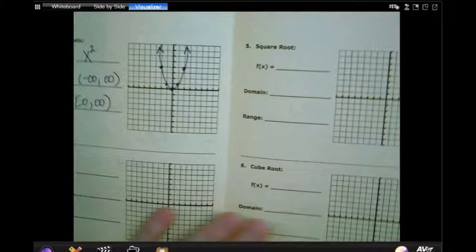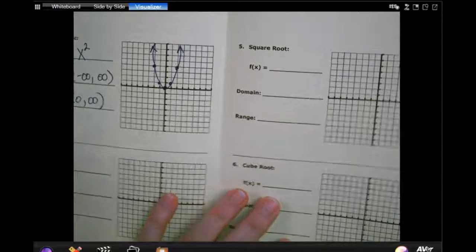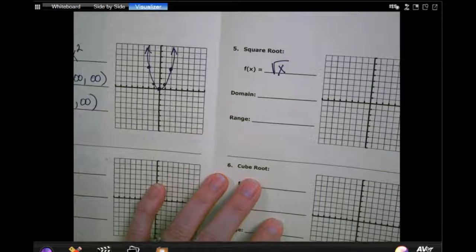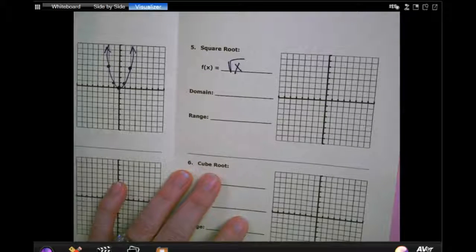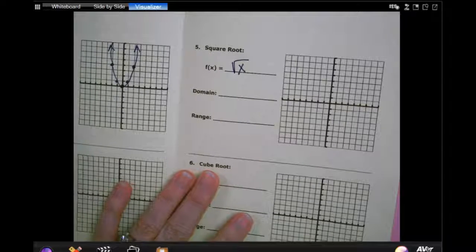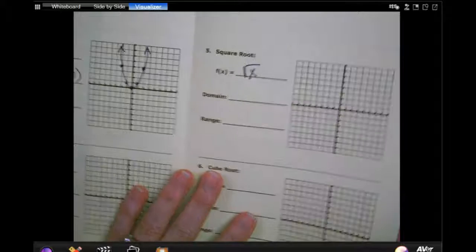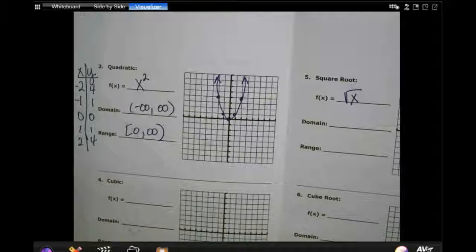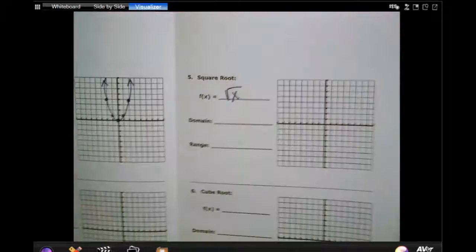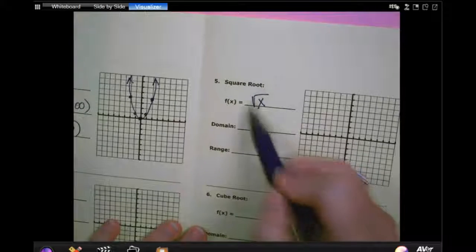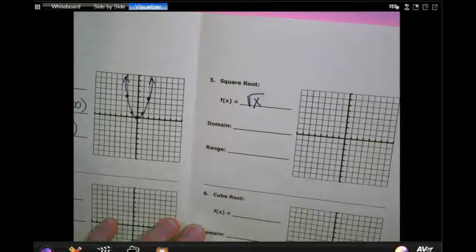So let's go on. I want to go across and do the square root function next. So the square root function is the inverse of the parabola. And so what that means is the square root function is a parabola that is going to lay down. But what do I know about a square root? Can I take the square root of a negative number?